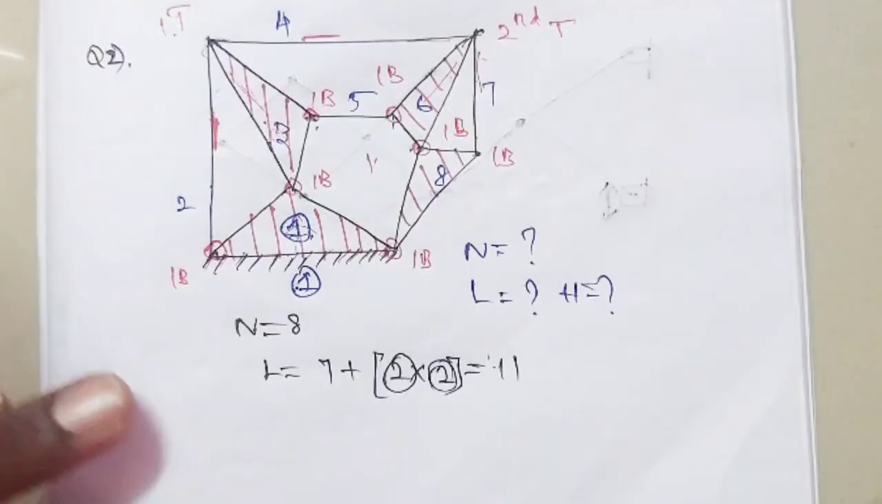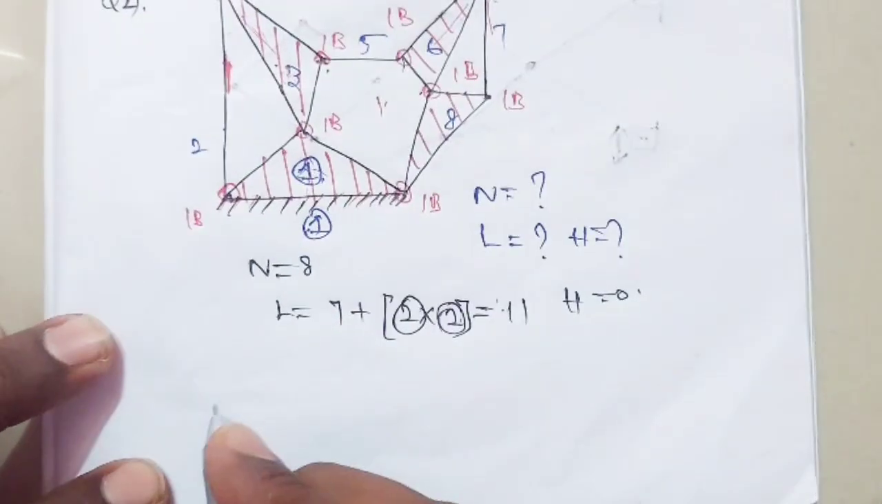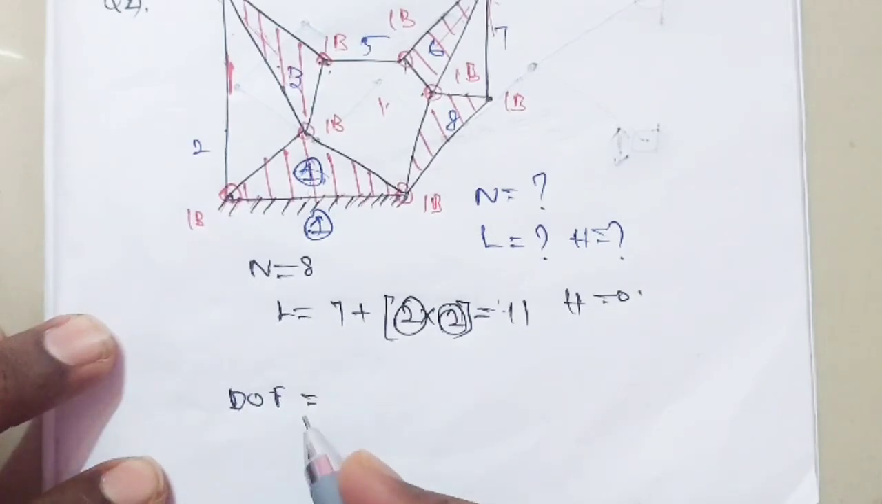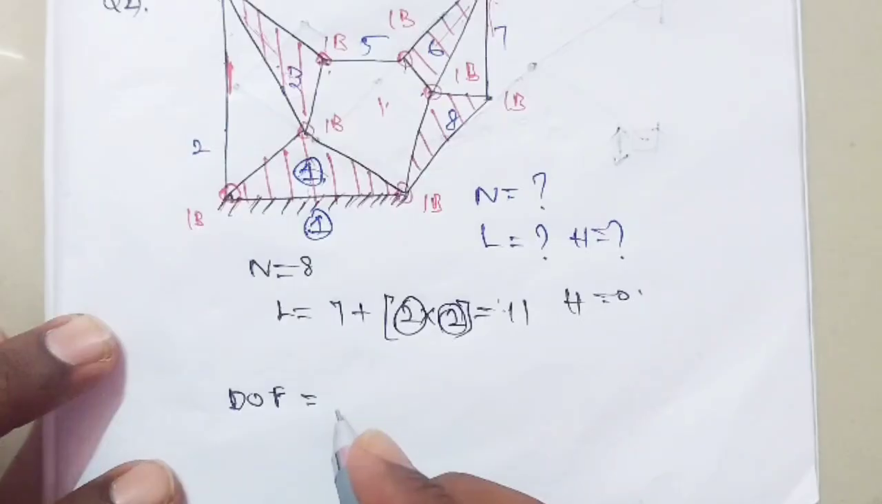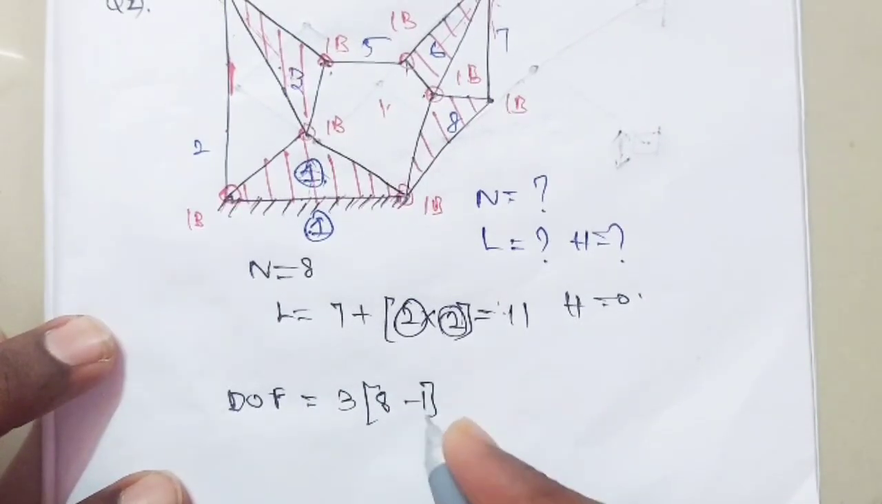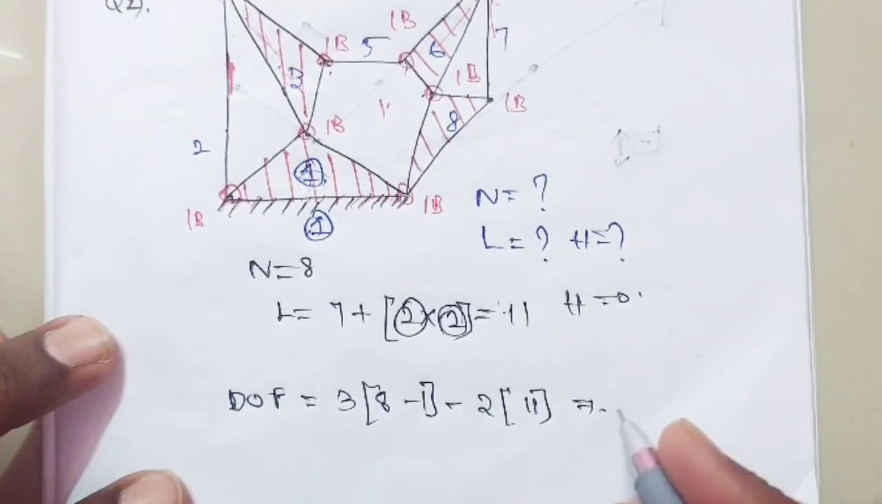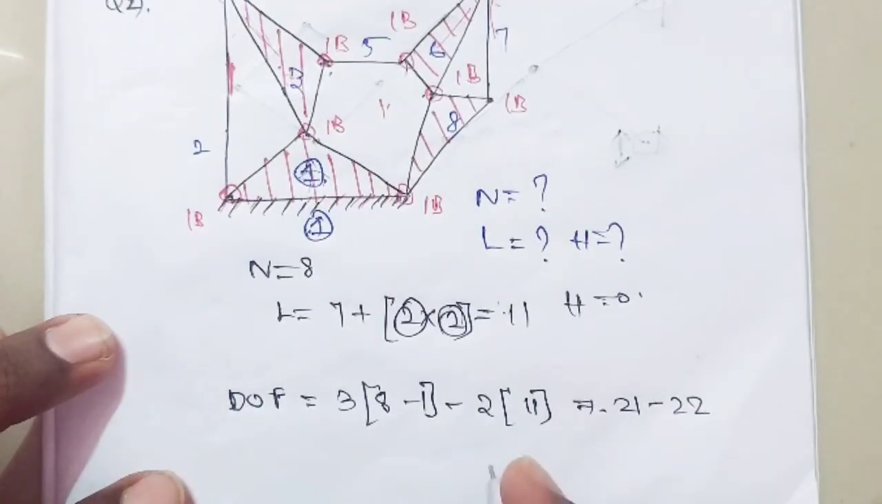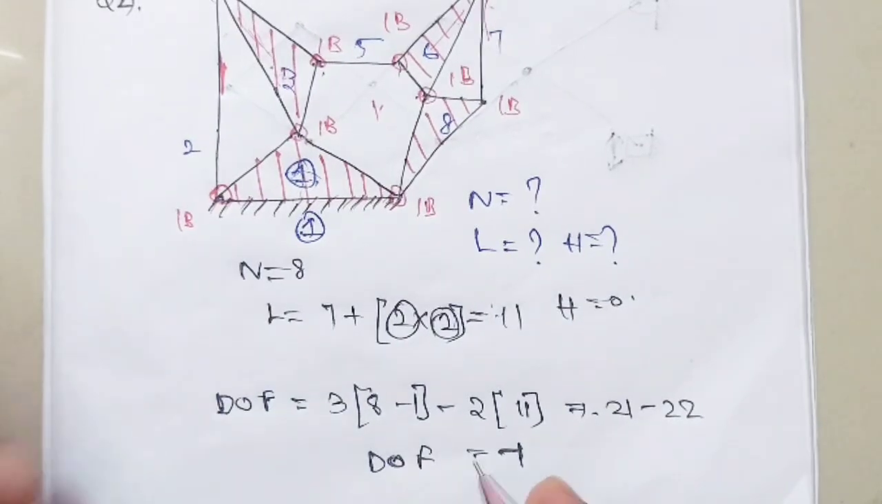So you can write over here, the number of higher pairs is 0, because there is no roller or friction. So we can put it in the formula. Degree of freedom is equal to 3 into n minus 1, minus 2L. 3 into n minus 1 is 8 minus 1, minus 2 into L, which is 11. You can write it as 21 minus 22. It is minus 1. This is the value of the degree of freedom. We can say it is a statically indeterminate structure.